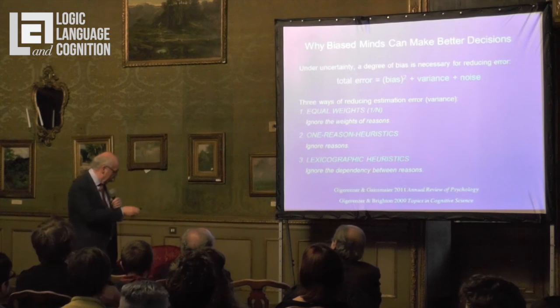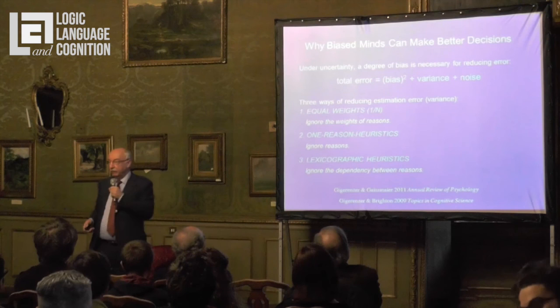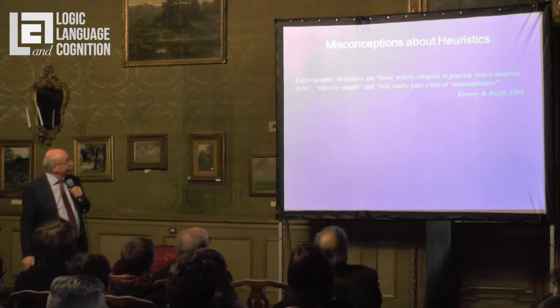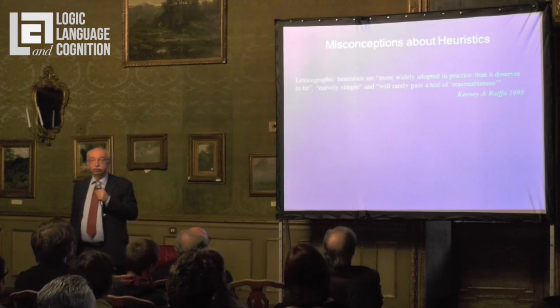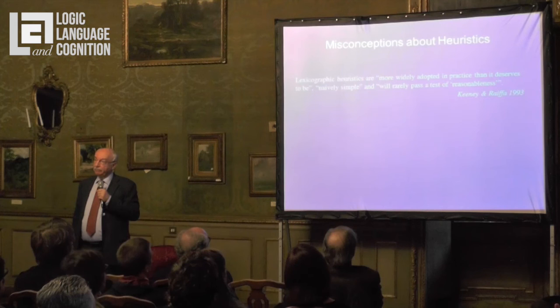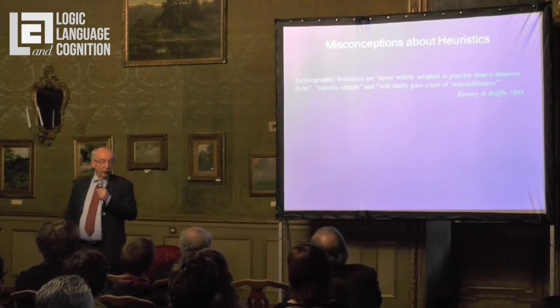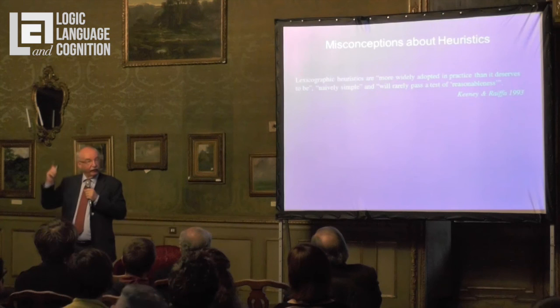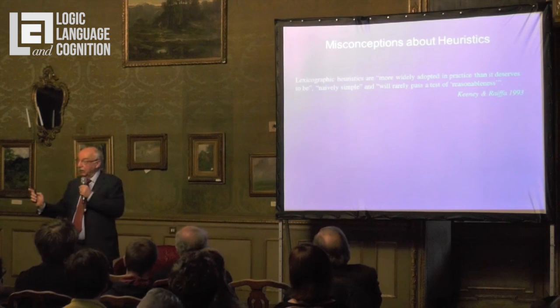Okay, one-reason heuristics is another example, and lexicographic heuristics, so sequential heuristics, will be my last example. Lexicographic is, for instance, in the Olympic Games: which country won? Typically the one that has the most gold medals, and only if they tie, then the silver medals count. That's lexicographic. Or if you look something up, it's not adding and weighing. It's, again, one reason, but it goes sequentially.